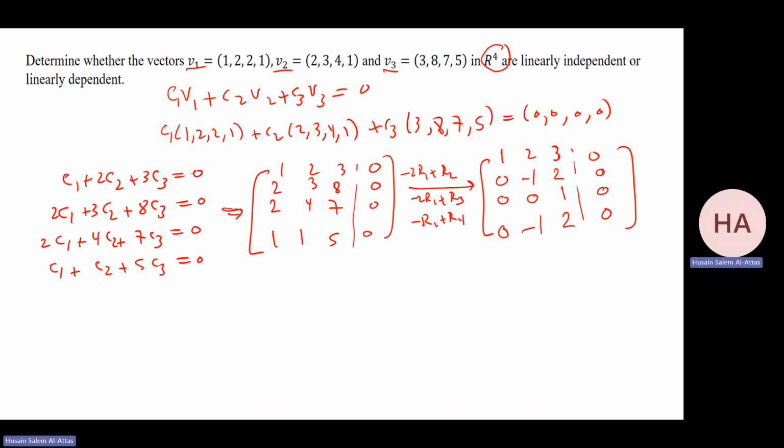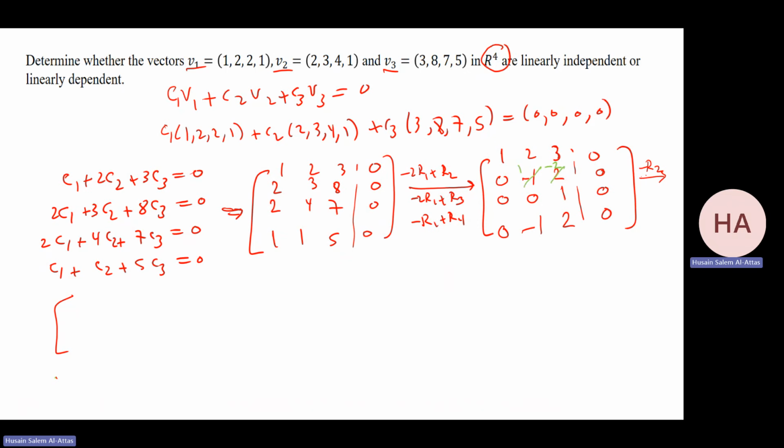Okay. I can multiply the second row by minus 1, to save place. So let me do it. That means this is 1 and this is minus 2. Okay. That gives me what?